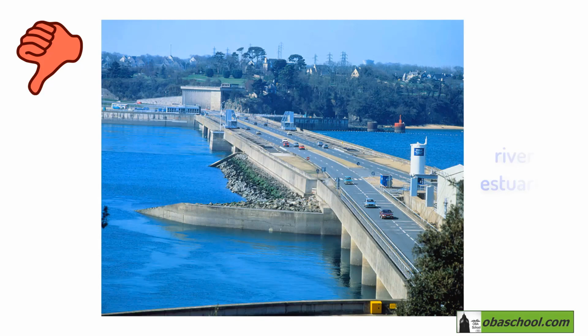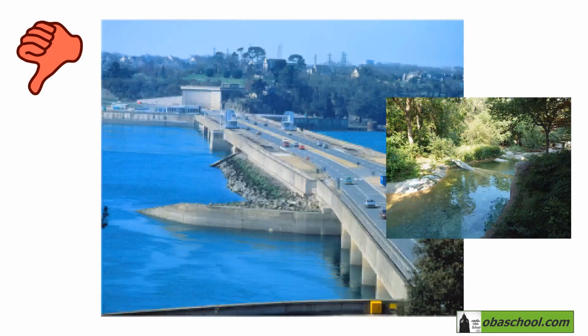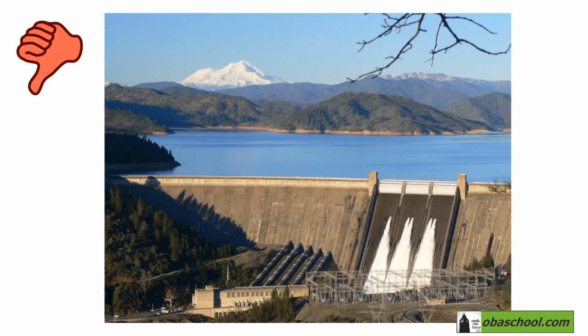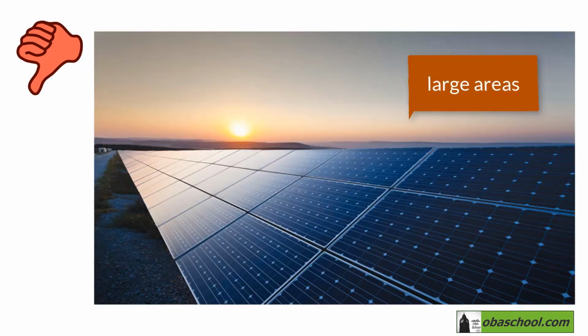Barrages affect river estuaries and the habitats of creatures and plants out there. Hydroelectric schemes need large reservoirs of water which can affect nearby plants and animals' habitats. Habitats are often flooded to create them. Solar cells need to cover large areas to generate high amounts of power.